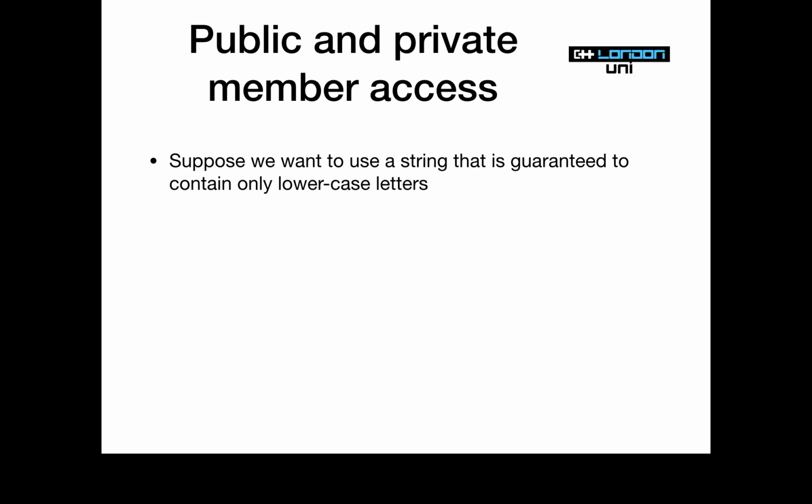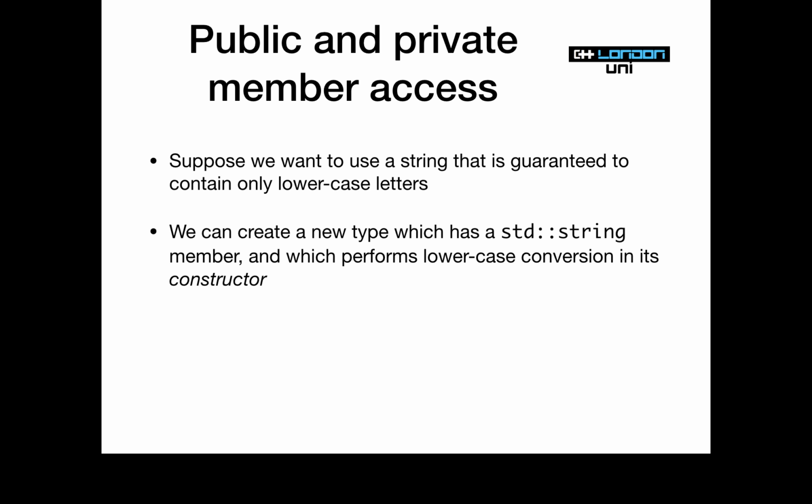Well, this is C++, we like types, we like type safety. We'll create a new type which contains a standard string as a member, wraps a standard string, but it guarantees that this string that it contains is always lowercase, right? So we can do that in the constructor. The constructor takes a string, we save that string, convert it to lowercase, and store the lowercase version.